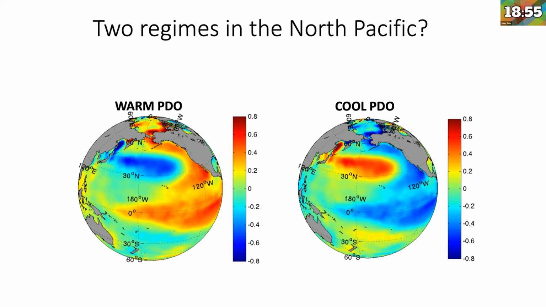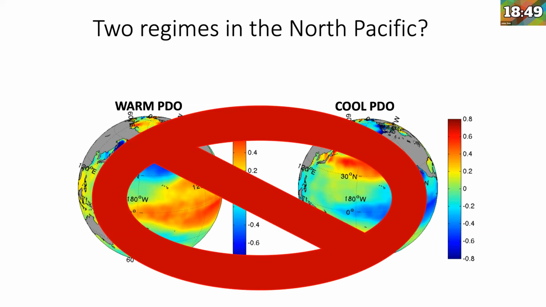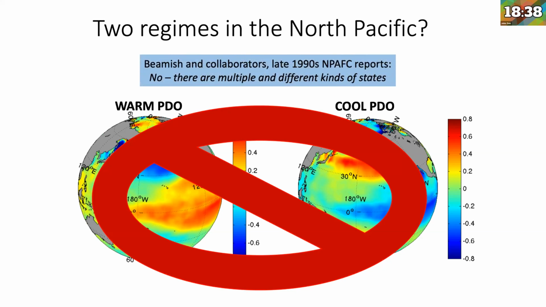And I think looking at the way the science has evolved in the last 25 years now, we see that this is not really a good model for how the North Pacific climate works. And it's also not really a good model for how Pacific salmon production has worked, at least in the last 25 years or so. And I'll note that Beamish and his collaborators had a number of reports published in the NPFC that were pushing back on that idea already then, that it really looks like there are multiple and different kinds of states of climate and salmon production. So maybe this regime concept still has legs, but we don't want to oversimplify it and think it is just this sort of two-sided coin.